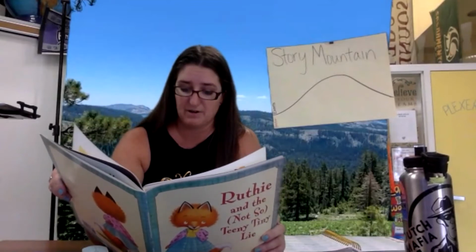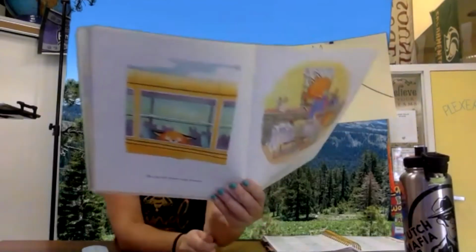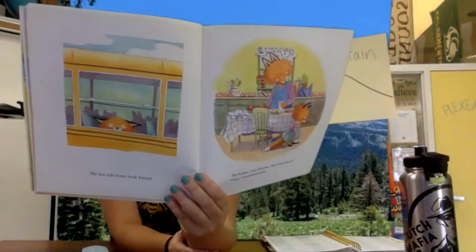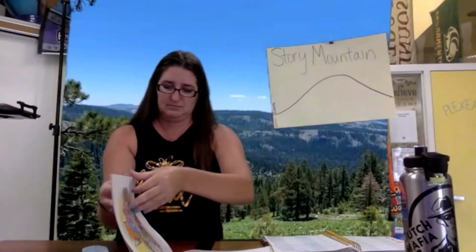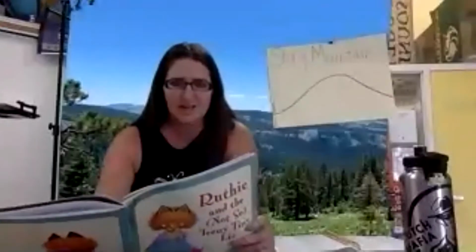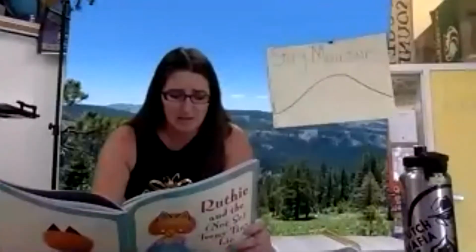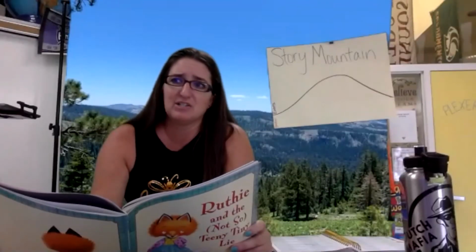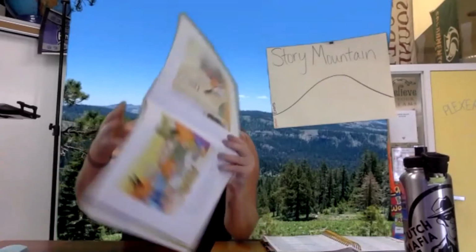The bus ride home took forever. "Hi, Ruthie," said Mama. "How was school?" "Okay," mumbled Ruthie. Dinner was macaroni and cheese, Ruthie's favorite, but she couldn't eat, not one little bite. "Aren't you feeling well?" asked Papa. "I'm not hungry," she said. At bedtime, Ruthie was close to tears.